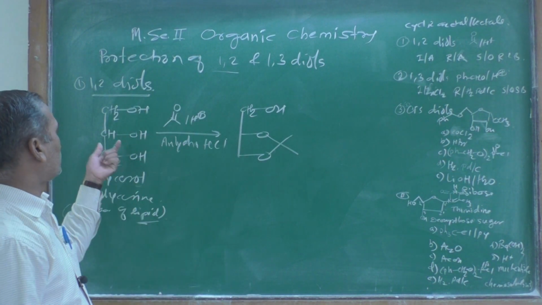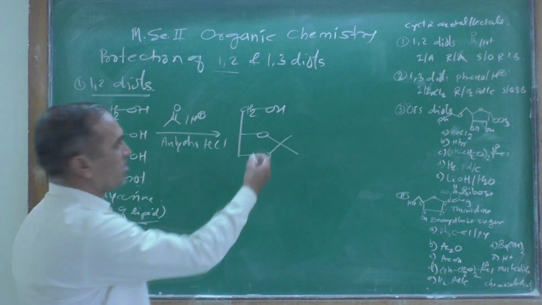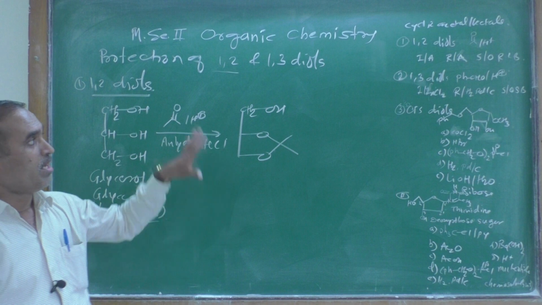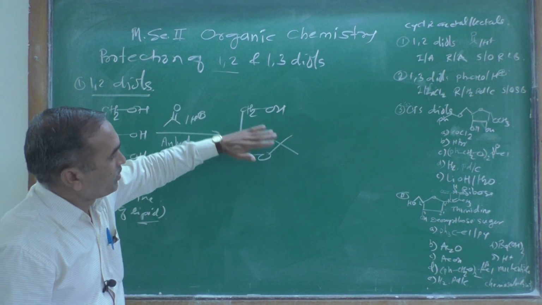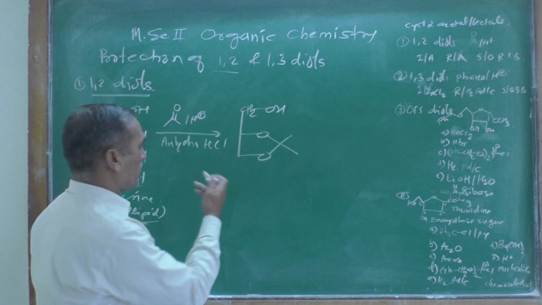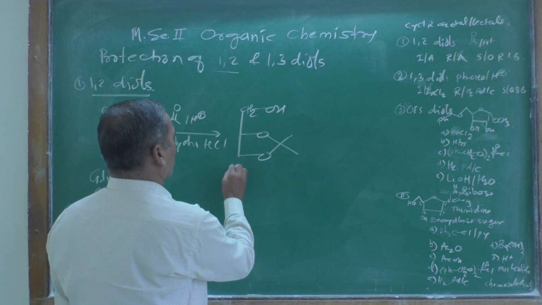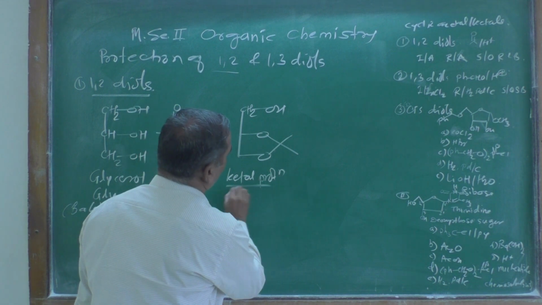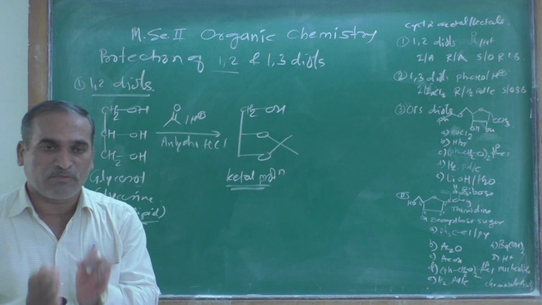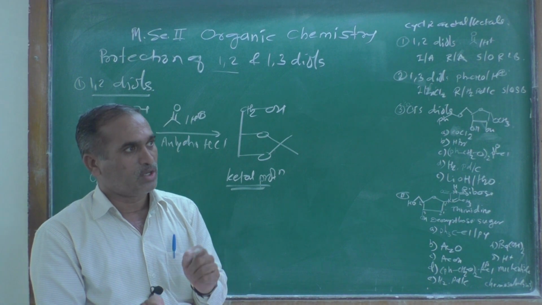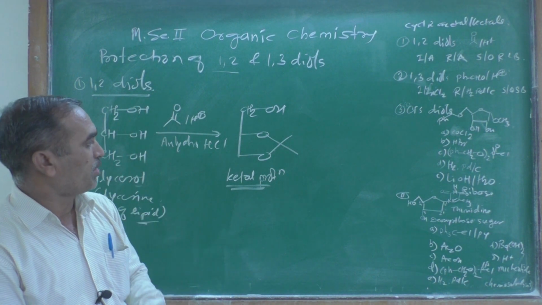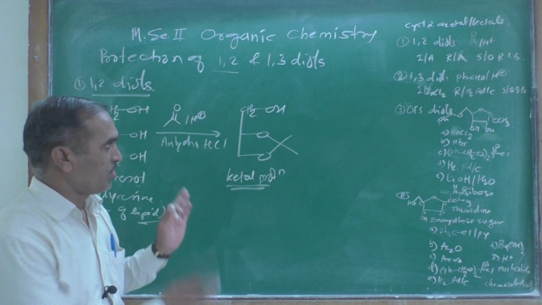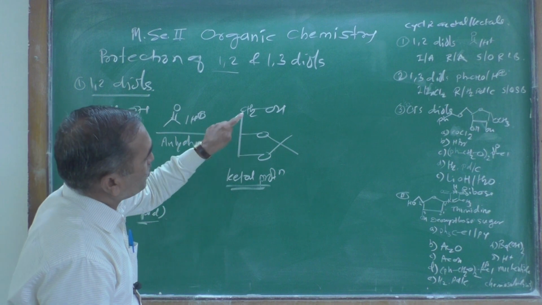Here CH3, CH3 from acetone, here CH and here CH2. I am writing this one. Now this 1,2 diol is protected, or we can call it ketal protection. This is known as a ketal protection, and this ketal protection is very, very stable to oxidizing reagents, reducing reagents, or basic conditions. It's highly stable, and therefore you can transform the remaining group.